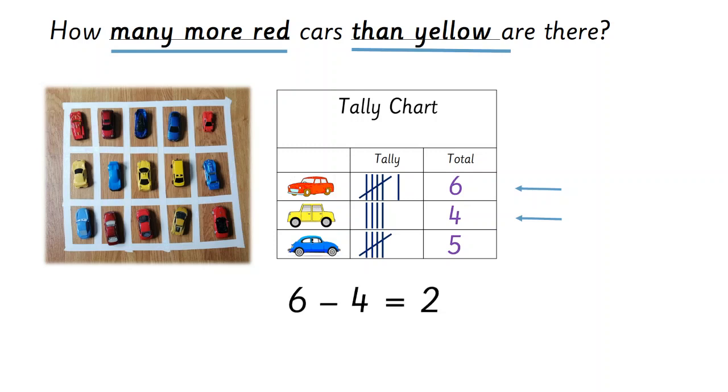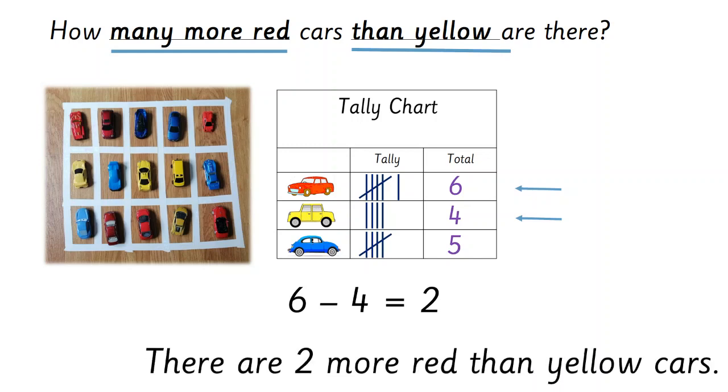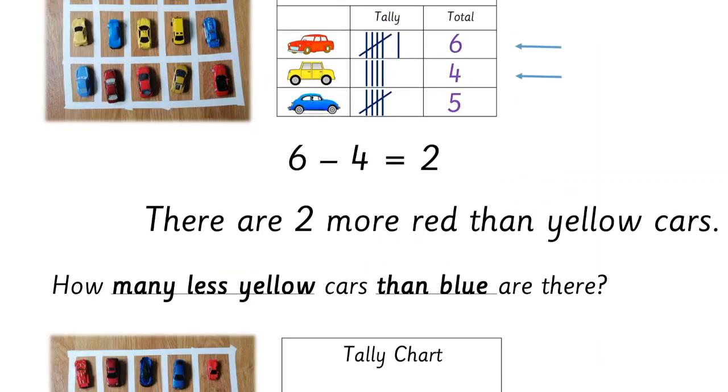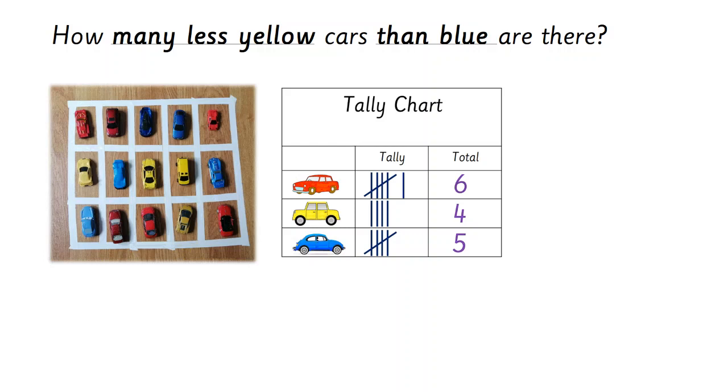Find red and yellow cars in the chart. Remember, in subtraction and division, the bigger number always comes first. We are again looking for a difference between numbers. Find yellow and blue cars in the chart. Subtract the numbers and answer the question.